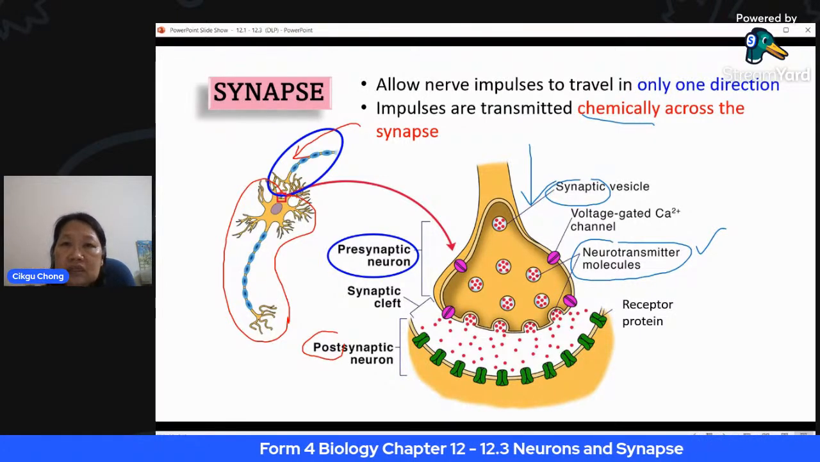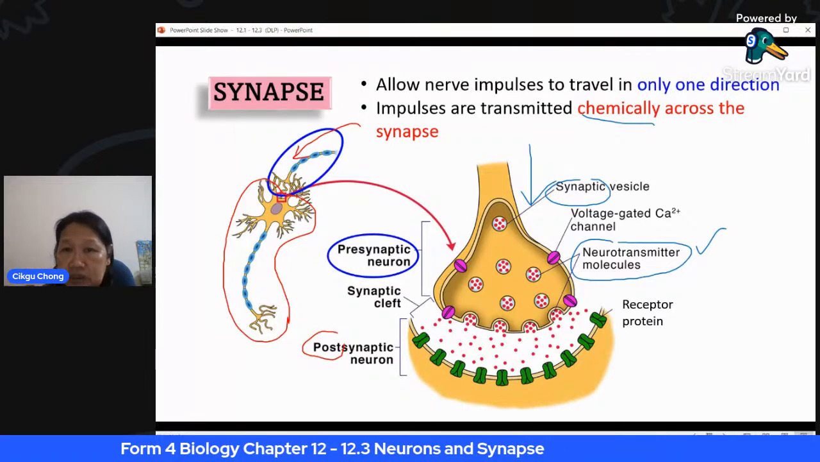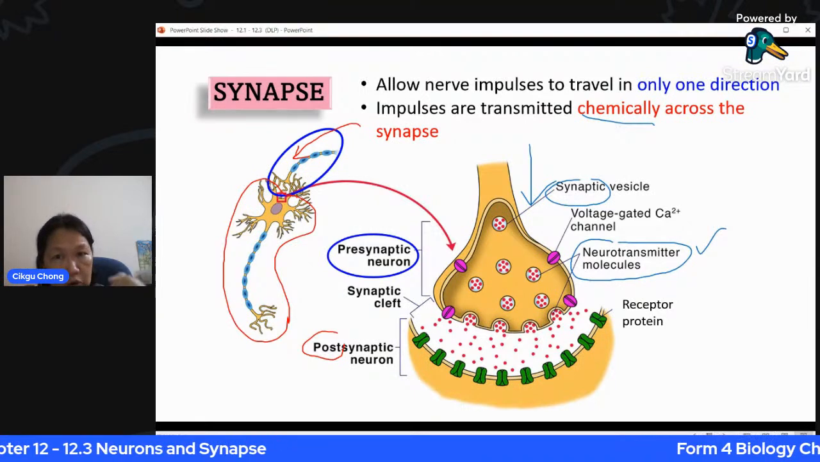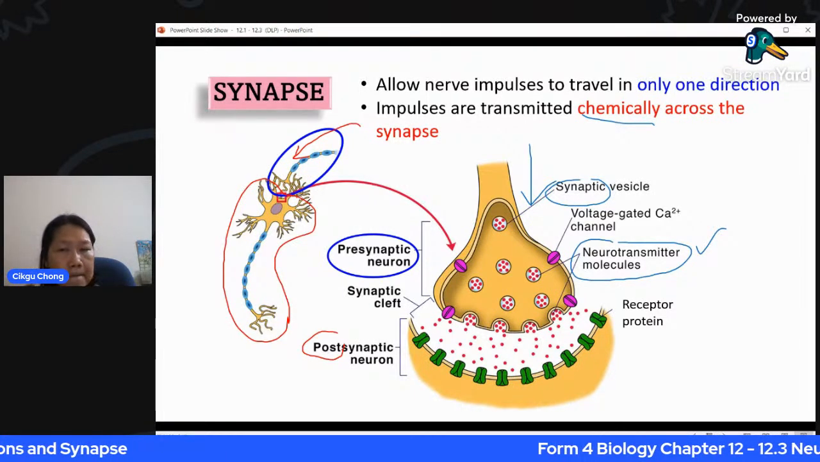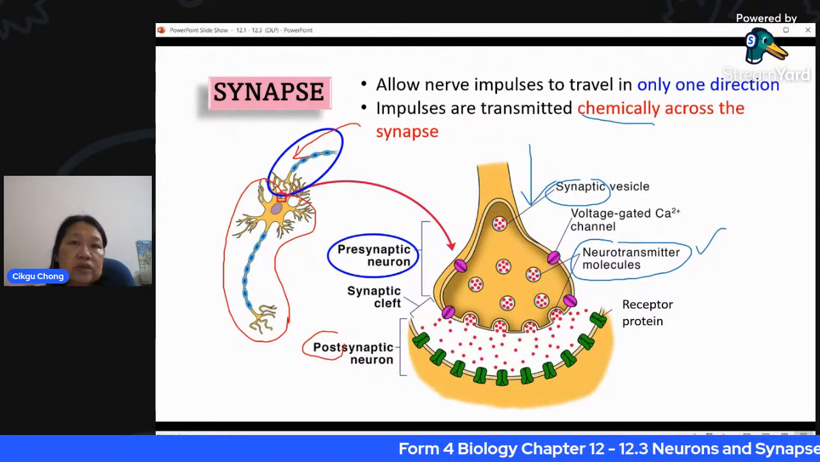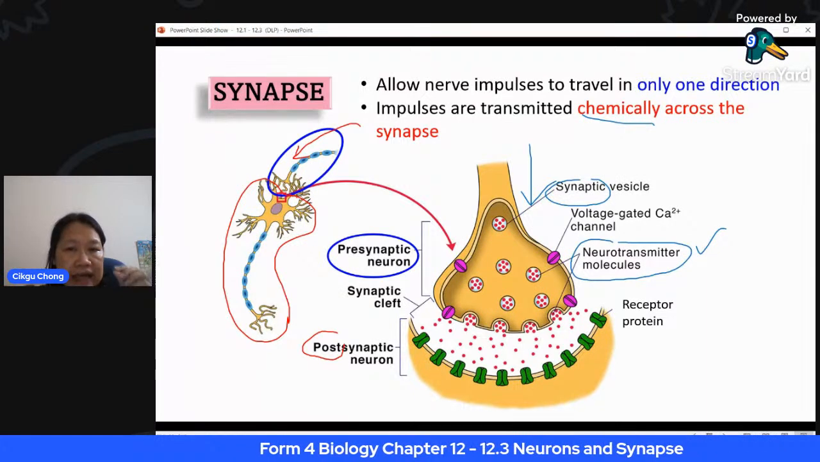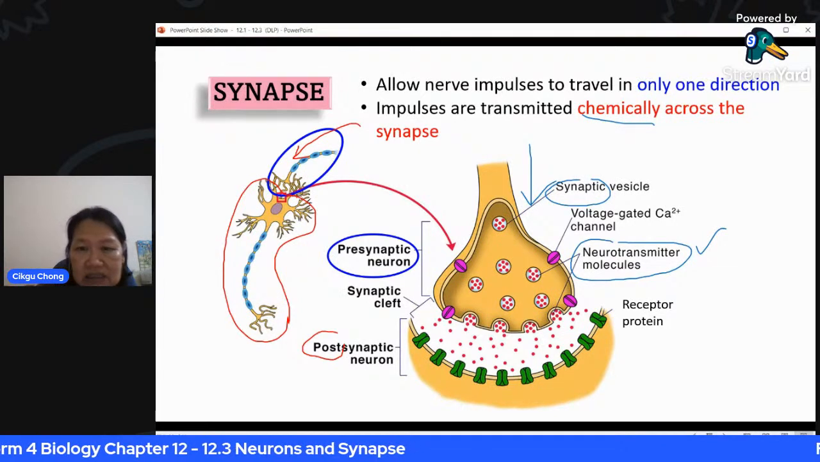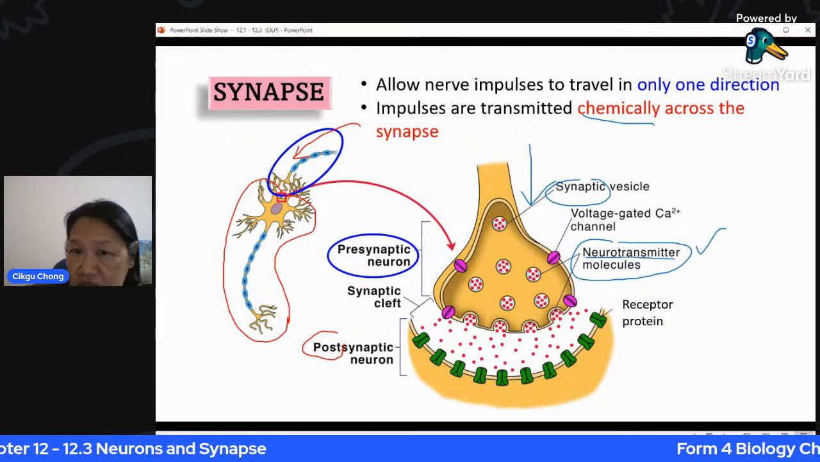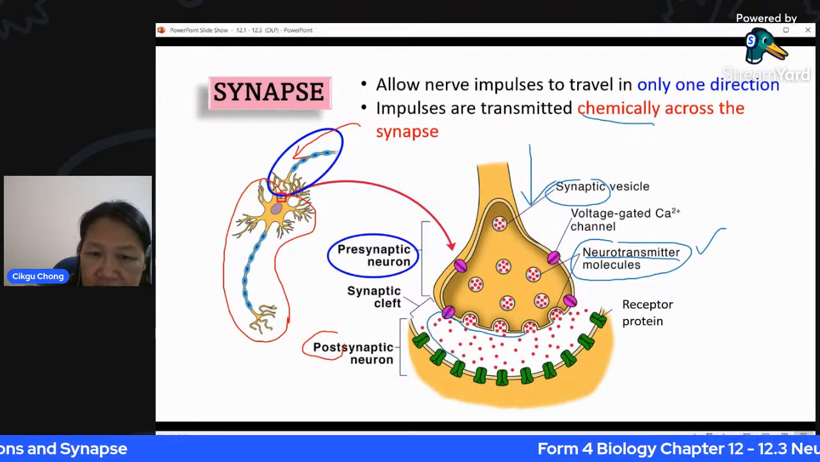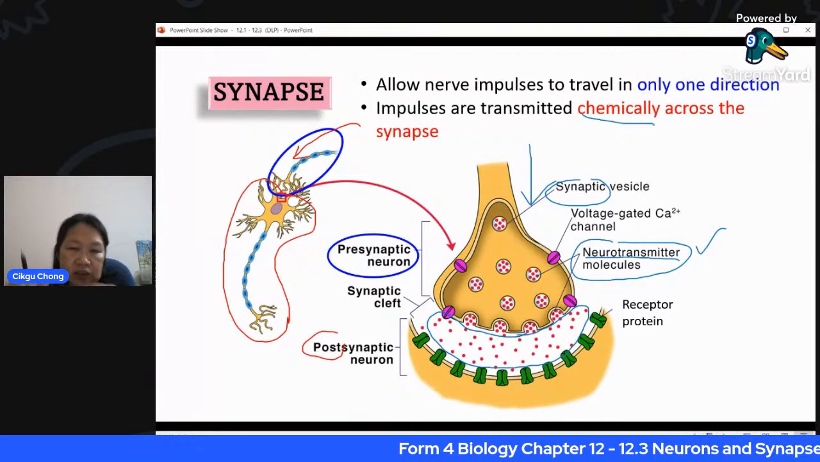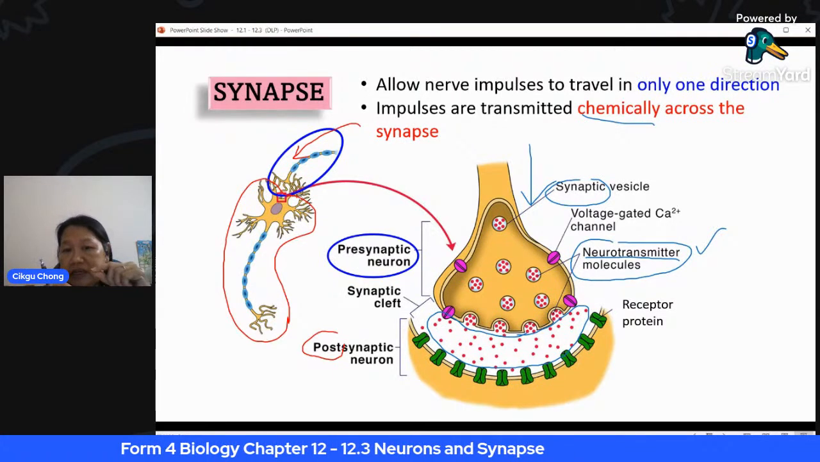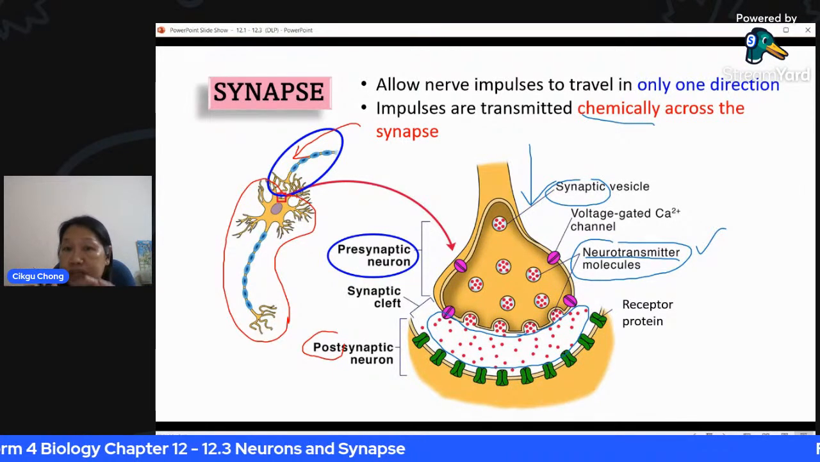They are not impulses. They are not electrical. So what happens is when the impulse comes over to the synaptic knot, it will initiate this synaptic vesicle to release this neurotransmitter into this space here. This space is known as the synapse, or we call it the synaptic cleft. That space there is where the chemicals will be released.